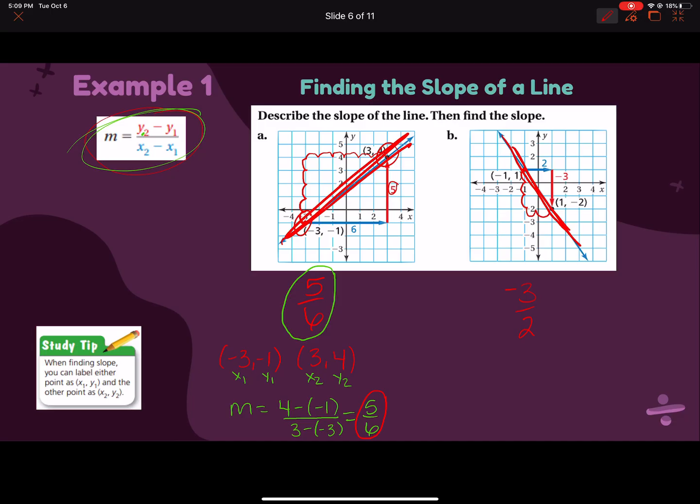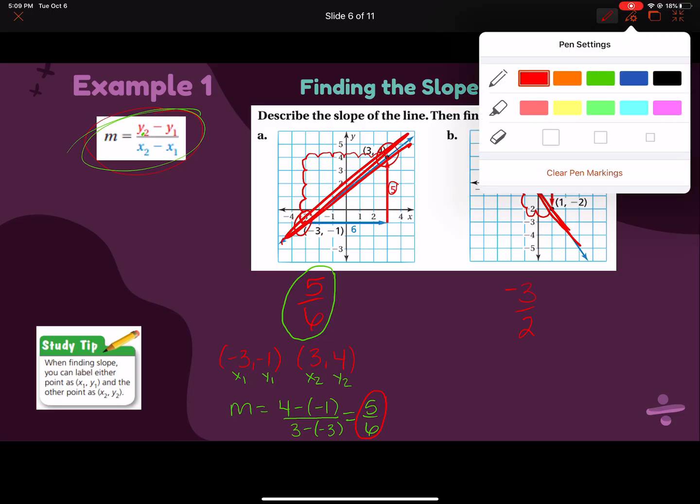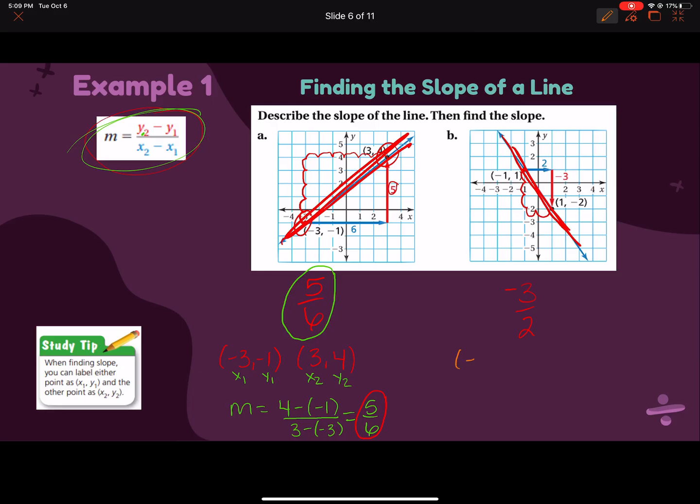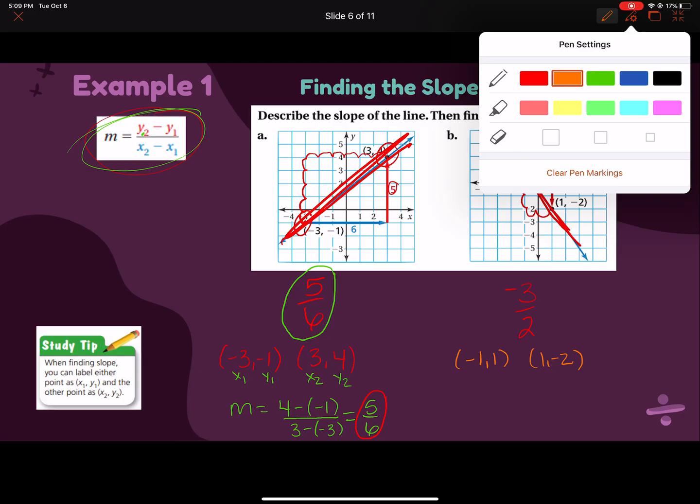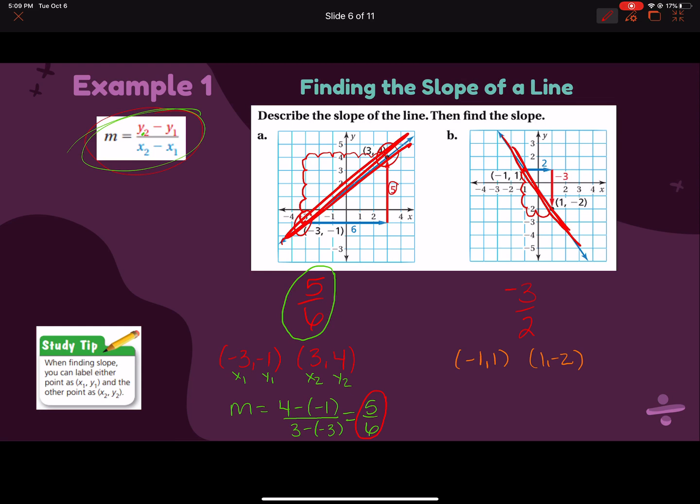If I were to plug in B into the slope formula, let's see if we get -3/2. My two ordered pairs are -1, 1, and 1, -2. Now it doesn't matter which one I make x1 and y1 and x2 and y2. Over here I made the first set x1 and y1, so over here let's make the second set x1, y1. And we'll make this one x2, y2.